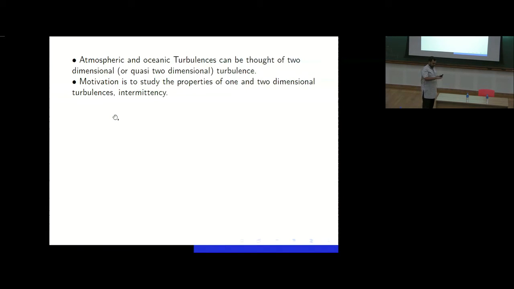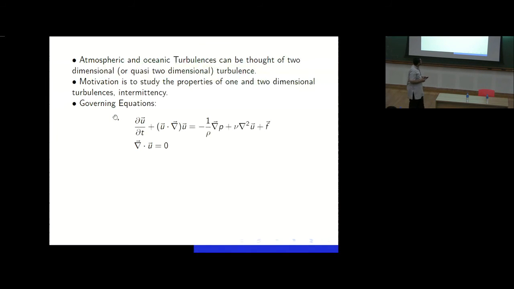Quasi-two-dimensional because the vertical extents are much smaller than the depth. So we can think of atmospheric and oceanic turbulence as quasi-two-dimensional and two-dimensional. Here we are interested in studying the effects of intermittency and the scaling effects of 1 and 2 dimensional turbulence. The equation that we are interested in is the simple Navier-Stokes equation.